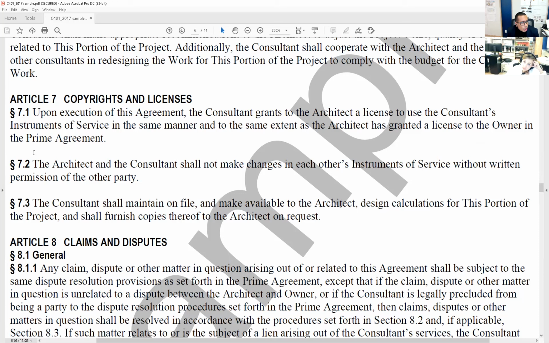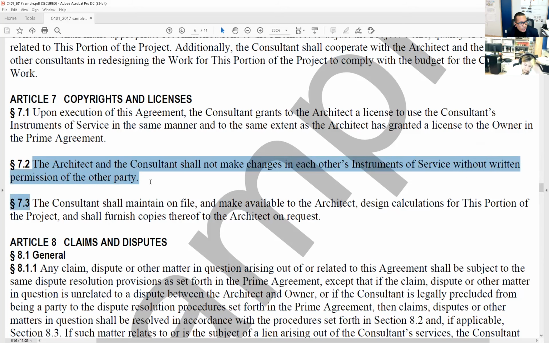So the architect and the consultant shall not make changes in each other's instruments of service without written permission of the other party. Never, never, never, please, I'm going to say it again, never grab a drawing or a model that a consultant gave you and start messing with it and link it to your model and start issuing drawings. Because the minute you did that, you just stepped into another profession. You just increased your liability. And you just really got in trouble.